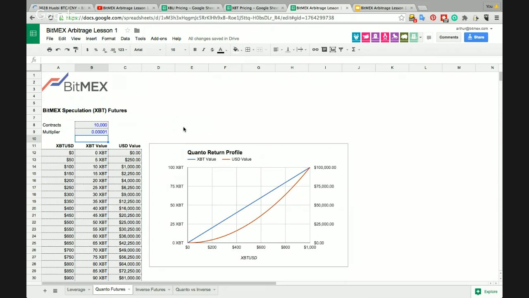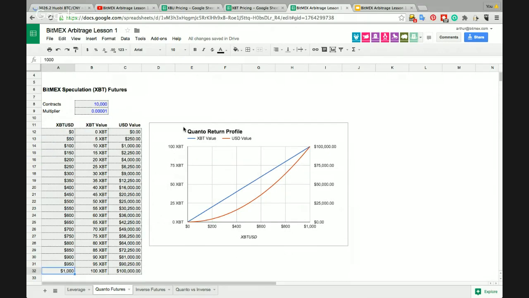What I've done here is I've constructed a scenario where the Bitcoin spot price expires from zero to 1,000 US dollars. And then we just computed the Bitcoin value and the US dollar value at each price. And you'll see this here. And then we graphed it so that it's easier to understand what's going on.